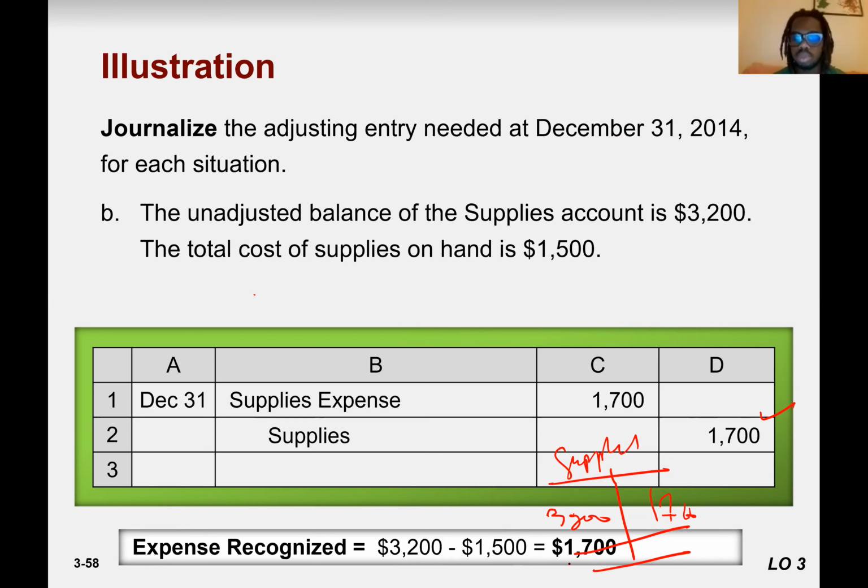So the balance would be 1,500. And this one goes to supplies expense. Expense is the debit side here, so you write down 1,700. This will go to the income statement, and this 1,500 will go to the balance sheet under supplies. Florian, you understand?